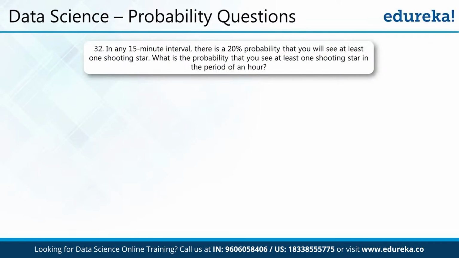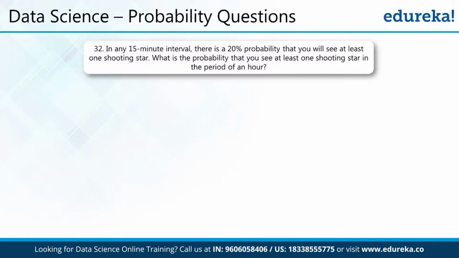So let's also see an approach to attacking probability problems. Okay, I'll read out the problem. It says: in any 15-minute interval, there is a 20% probability that you will see a shooting star. What is the probability that you see at least one shooting star in a period of an hour? So the known information is that every 15-minute interval there is a 20% probability you will see at least one star.